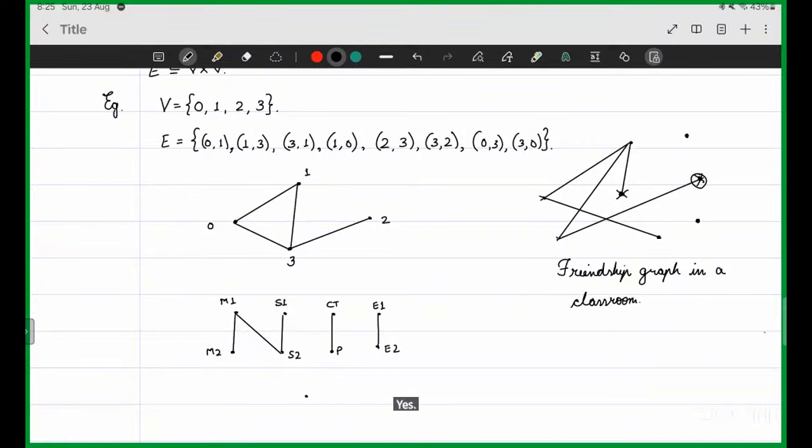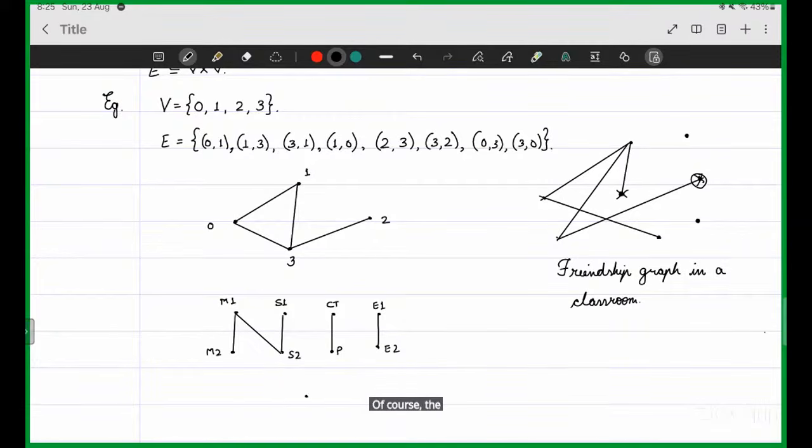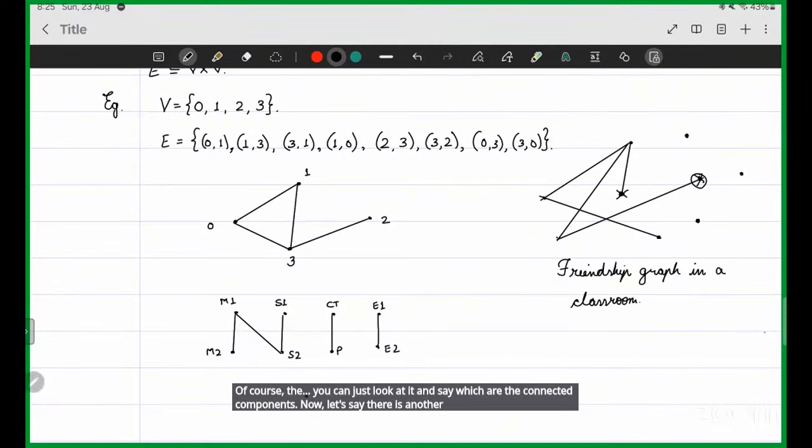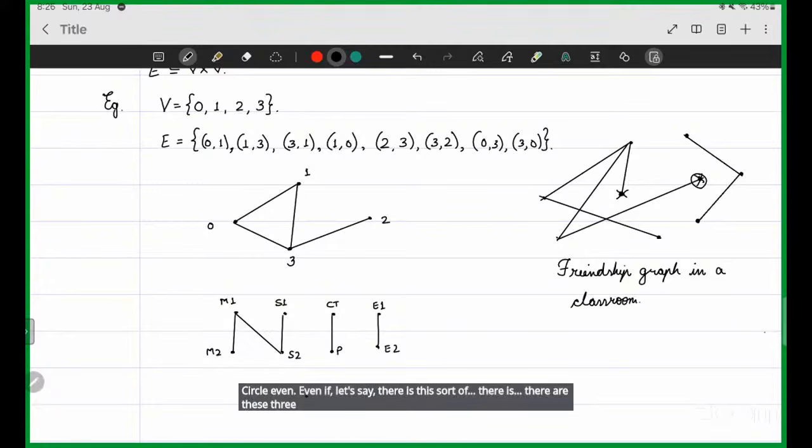So for an undirected graph, for a graph where there is no direction for the relation, of course, you can just look at it and say which are the connected components. Now, let's say there is another circle, these three students who are not exactly solitary people, but they have their own thing and they are disconnected from this other part.